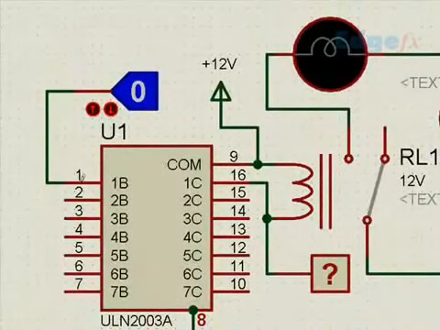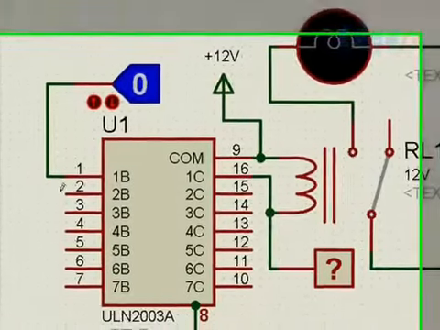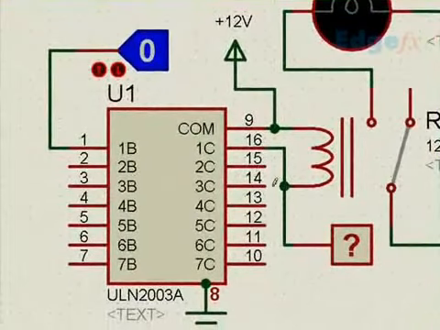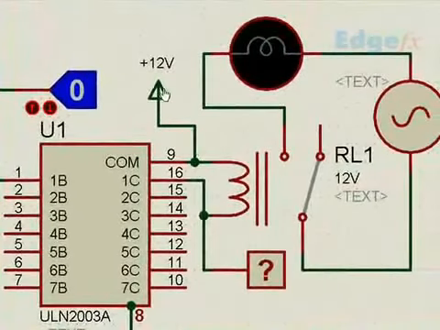Here we have connected to pin number 1 a logic state which can come from the microcontroller or any digital circuit, and the corresponding output pin for 1 is 16. Similarly for 2 it is 15, 3 is 14, and so on. It has to be given a power supply at pin number 9 for 12 volts.